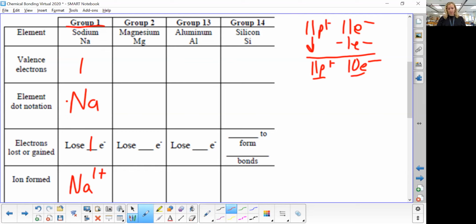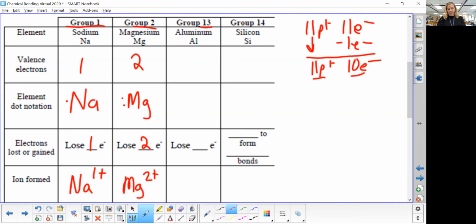All right, group 2, everybody has 2 valence electrons, and magnesium and all of them will have the 2 dots. They will lose their 2 electrons because it's easier to lose 2 than to gain 6, because everybody wants to get to that octet. And so you'd have the symbol of magnesium, and then you write 2 positive.